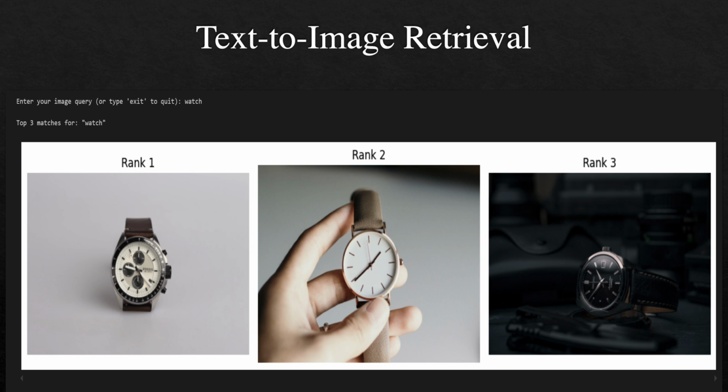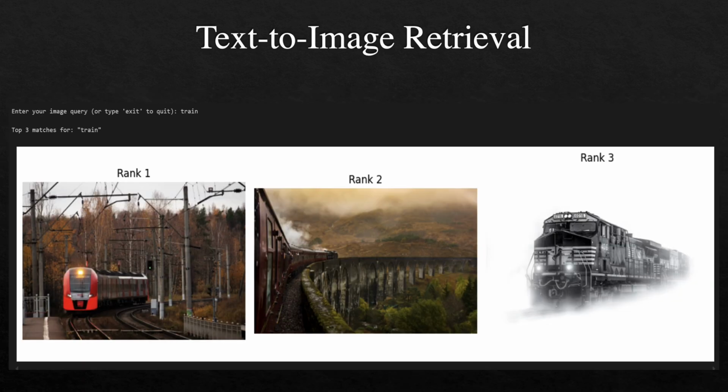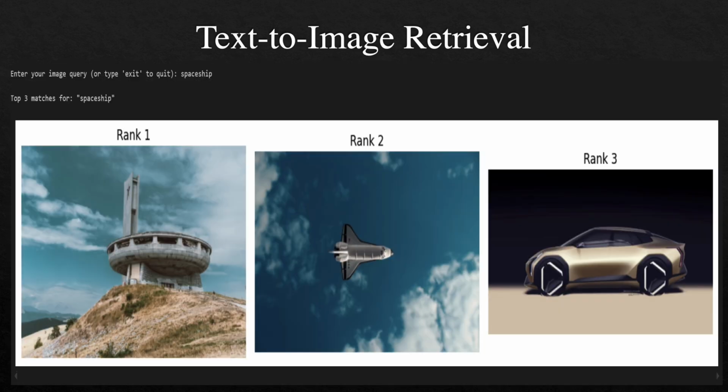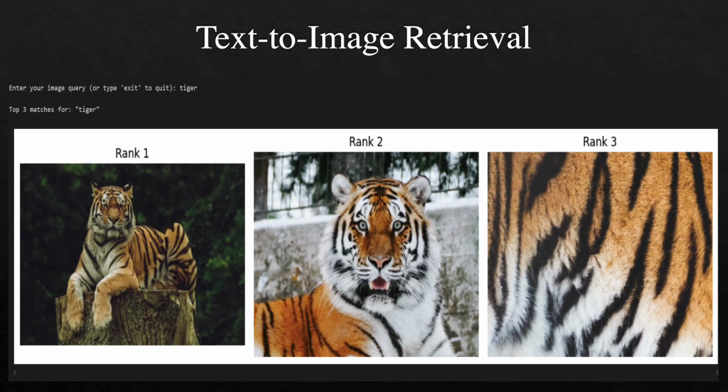Now we will see some of the text-to-image retrieval examples. This is the first example where the query is watch, and these are the three top search results. And the second query is train. These are the top three search results for the train. This one is when the search query is specific. And this one is for the search query tagger. So in all these cases, CLIP was able to return very relevant results.